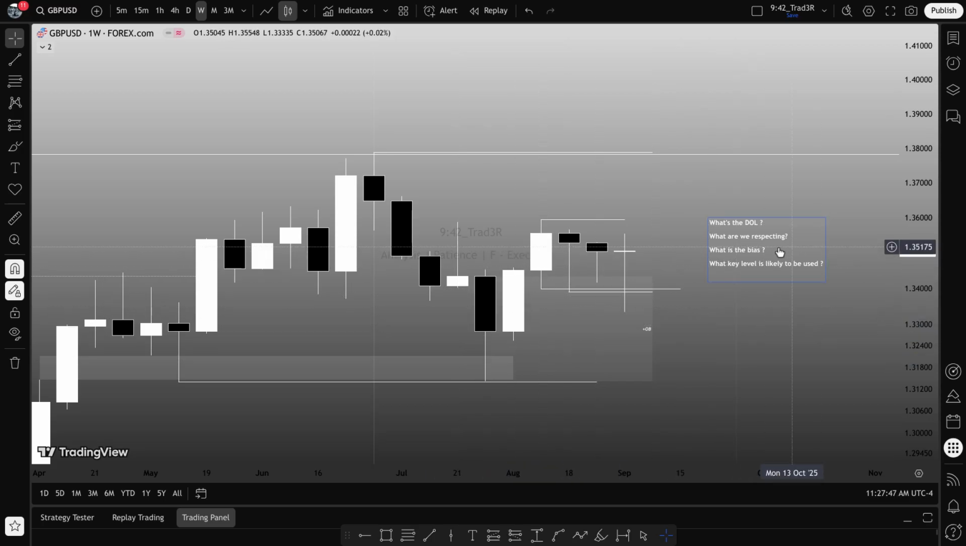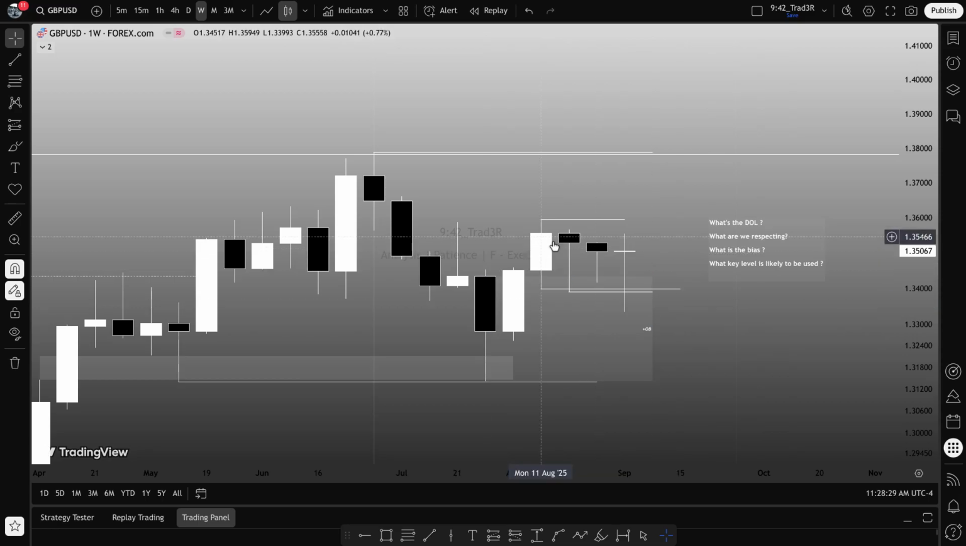So what is the bias? The bias of this weekly chart is bullish. Why? Because we're respecting lows and breaking highs. So what key level is likely to be used? If you can see here, this down close candle, this weekly order block, took out multiple lows. It took out these lows, and it took out this particular candle's low to the left. And the following week closed above the opening price, and also closed above the high of it. So it is making this candle a bullish weekly order block. So that's the key level that is likely to be used to push price higher.